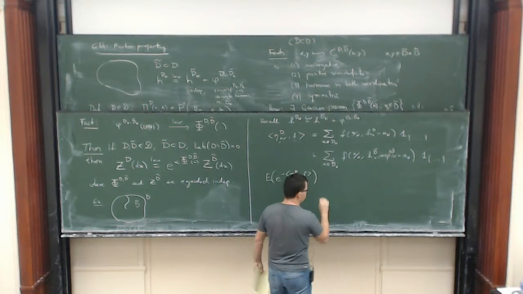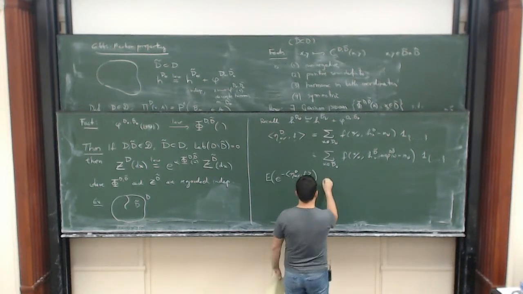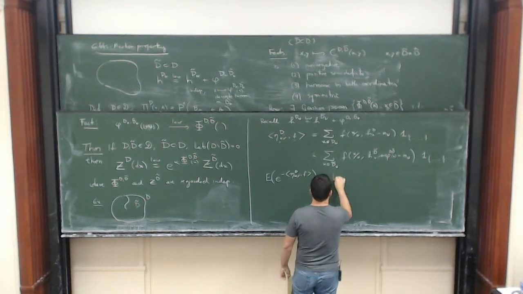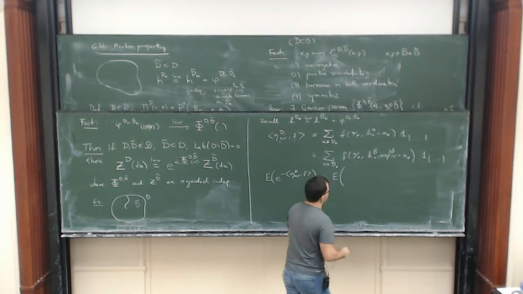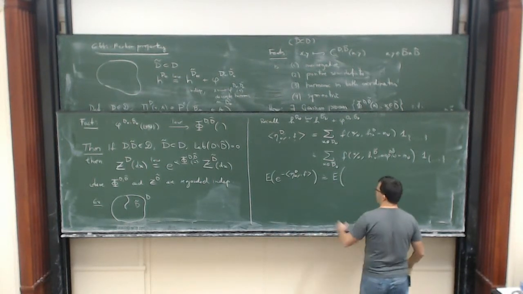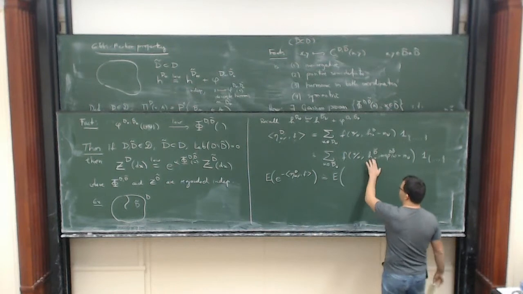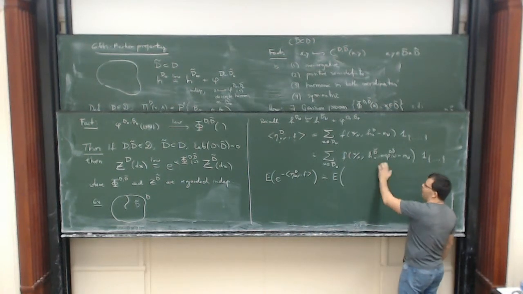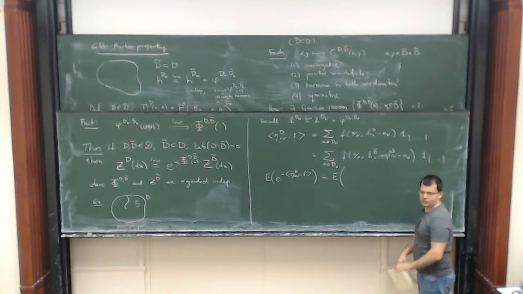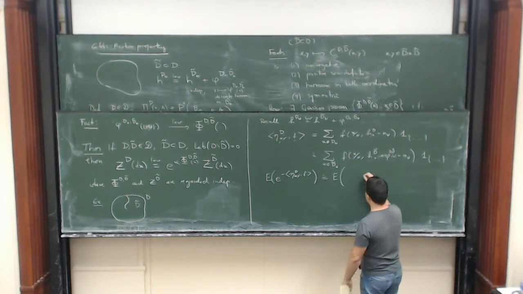So I claim that the expectation of the Laplace transform of f, so my f, I assume, is positive, so that there are no problems. This is roughly the expectation of what? Okay. So what I can do is that I can first condition on this process and then take the expectation of that. I claim that I can write this as, and then I wrap it up in terms of the other one.